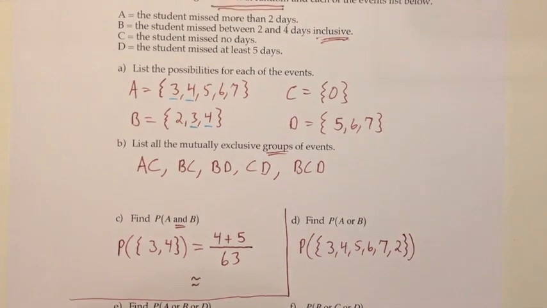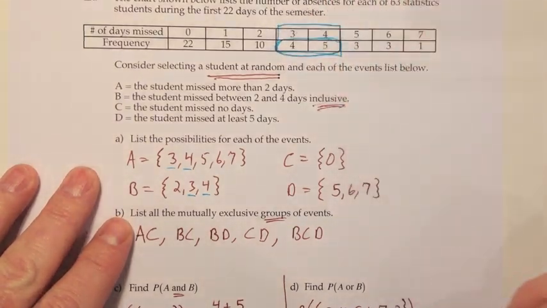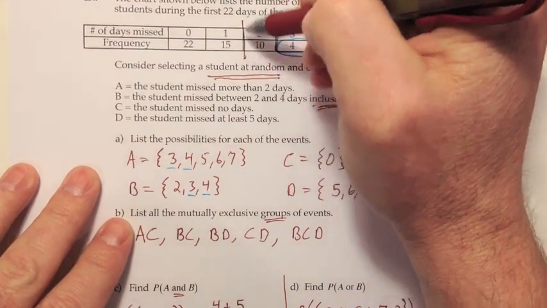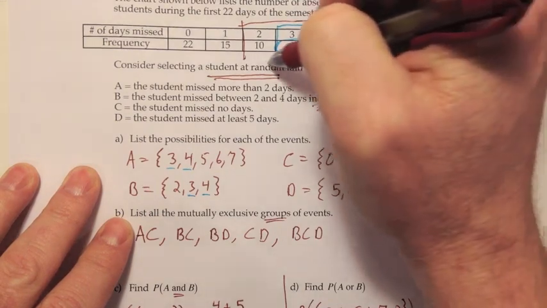And if we went and looked at that up on the chart, I could say, let's see, if it's really 2, 3, 4, 5, 6, or 7, so we want to count all of these students.